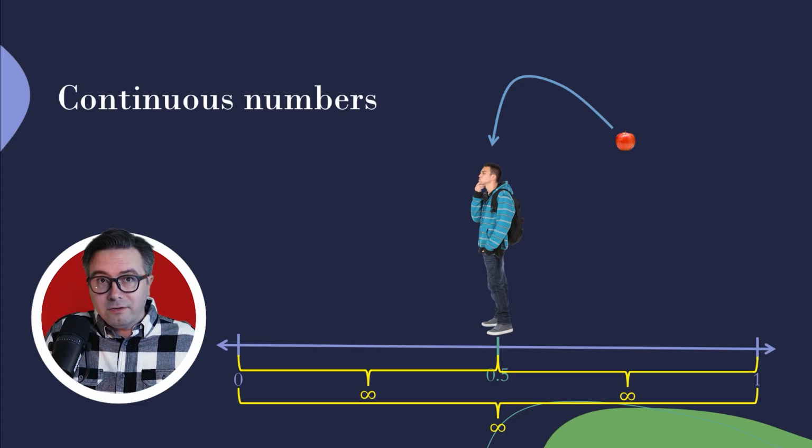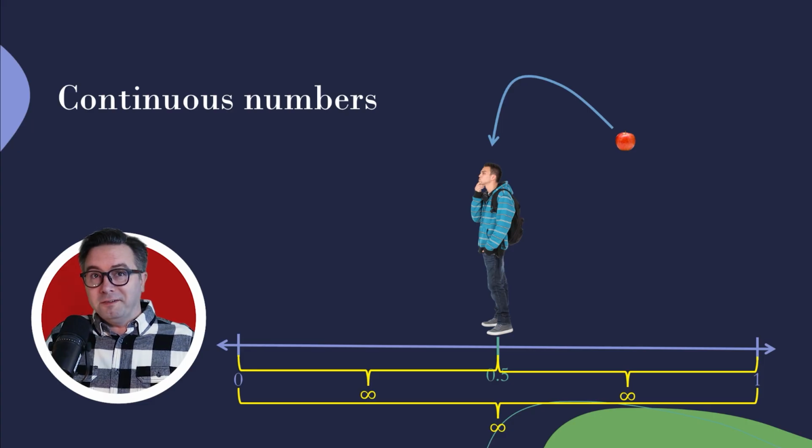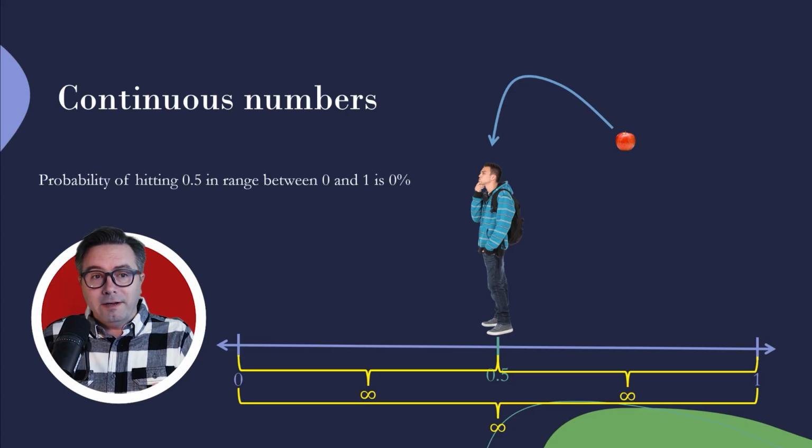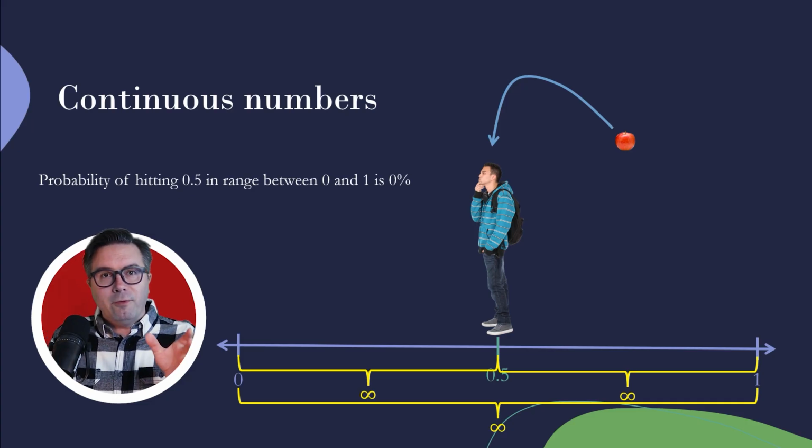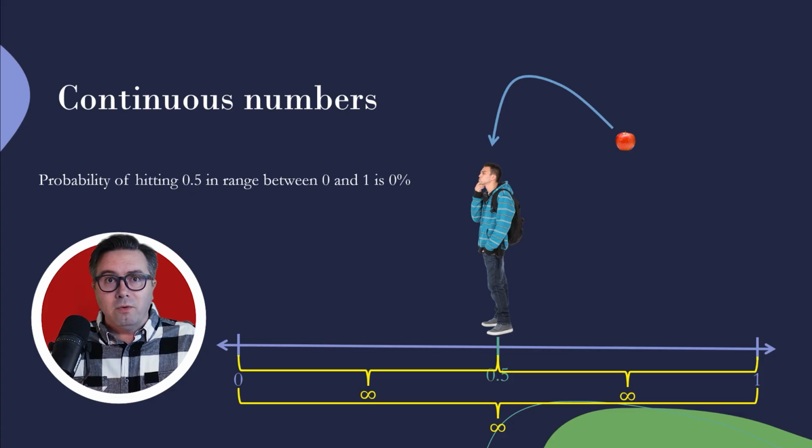And because there's not just so many, but there's infinite in either direction, that space, that 0.5, takes up zero room. So that means that the probability of hitting that 0.5 in the range between 0 and 1 is 0%. But if we think about somebody actually getting hit with an apple, that apple has to go somewhere, and it does seem possible. So it seems weird that it's 0%, right?